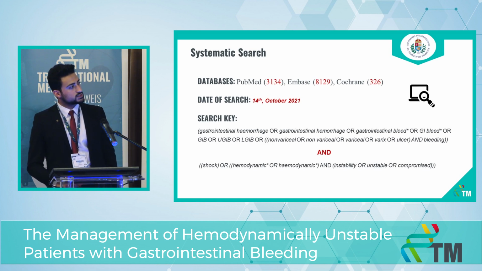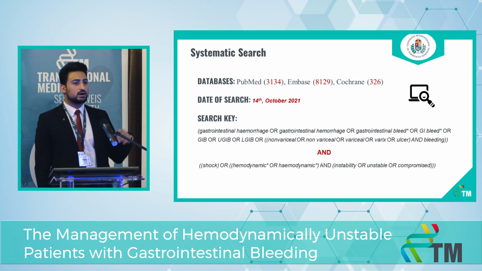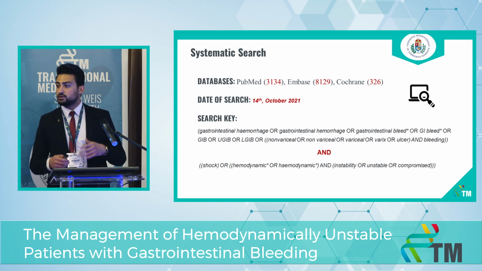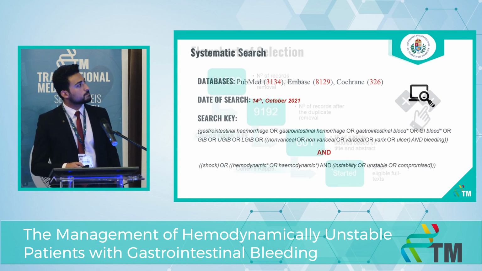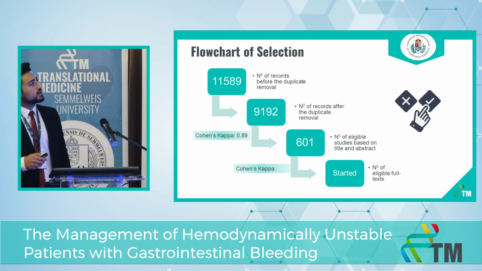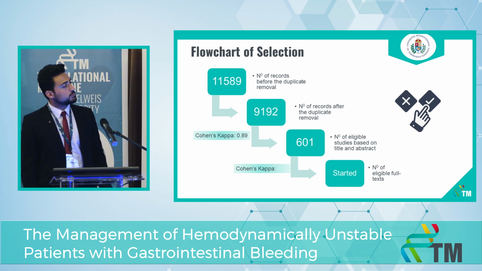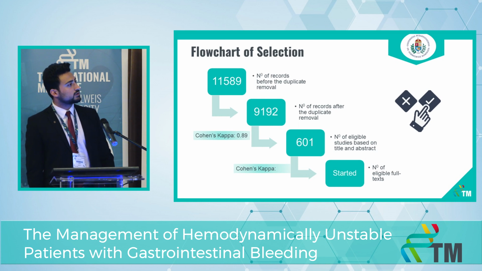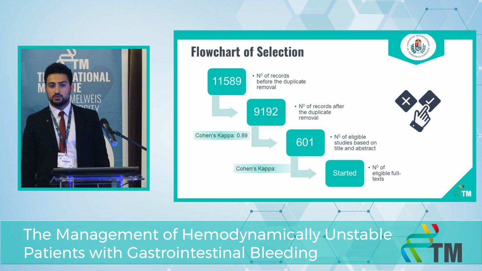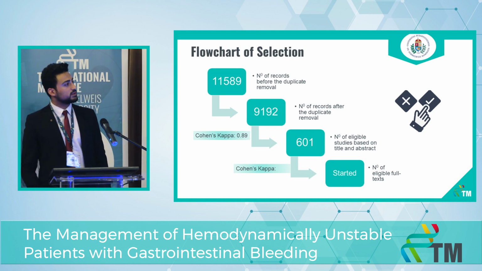We have done the systematic search on the 14th of October, and we've got around 11,000 hits. And my search key consists of two main parts. The first part is basically the source of the bleeding, upper GI bleeding, lower GI bleeding, and the second part is about hemodynamic instability or shock. And this is a very nice flowchart of my progress until now. We've got 11,000 hits, after the duplicate removal we've got 9,000, and after the title and abstract selection, we've got 600, and now we are working on the full text selection. Well, I think we need just a couple of days and we will be done with that as well.